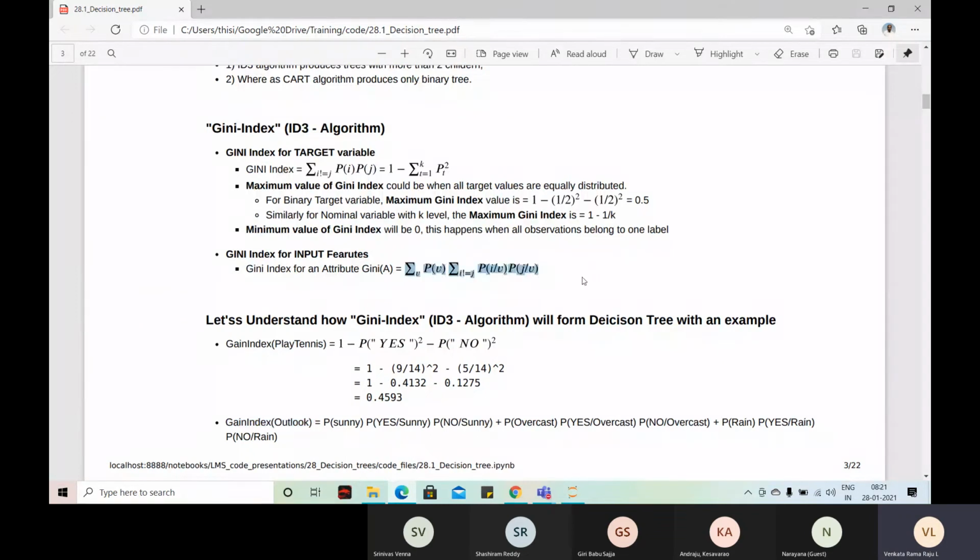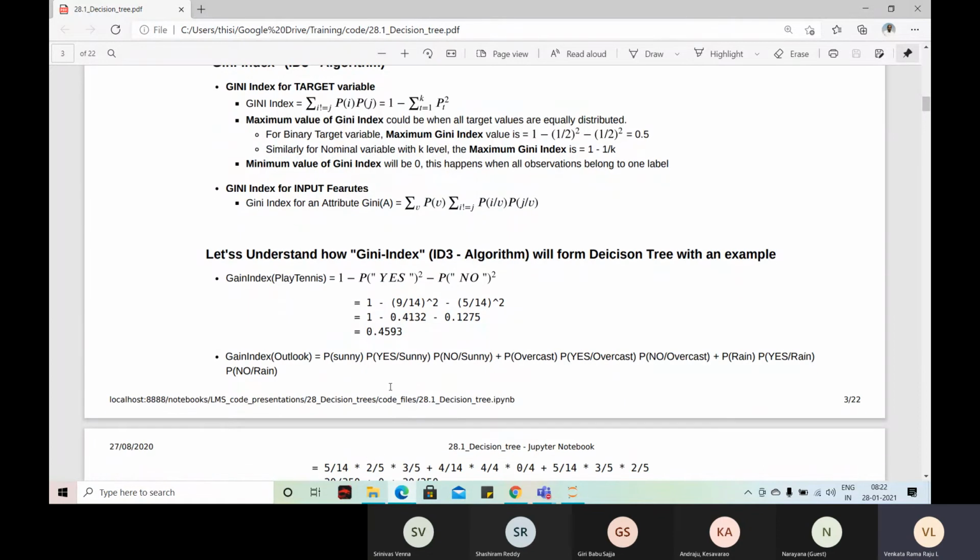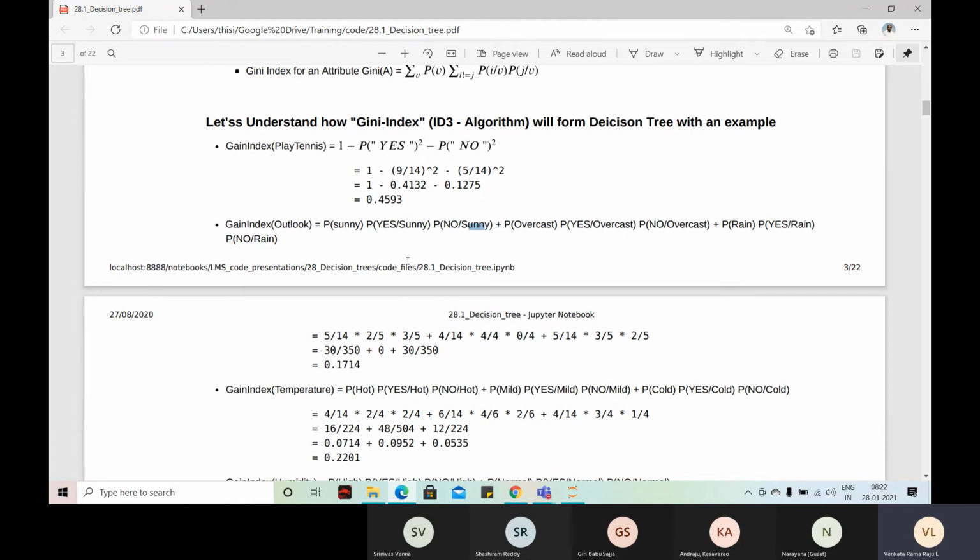So this is the formula here. P of V means the distinct category: sunny, overcast and rain, into probability of I given V, where I is the class. The target variable has distinct classes, yes and no. Yes given sunny, no given sunny. This is called conditional probability: yes when it is sunny, no when it is sunny. I'll show you exactly what the probability is there.